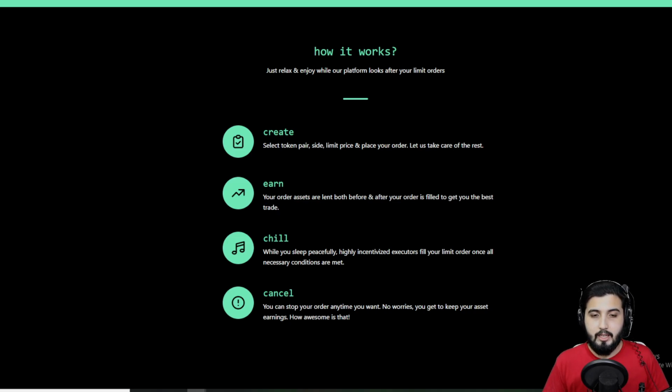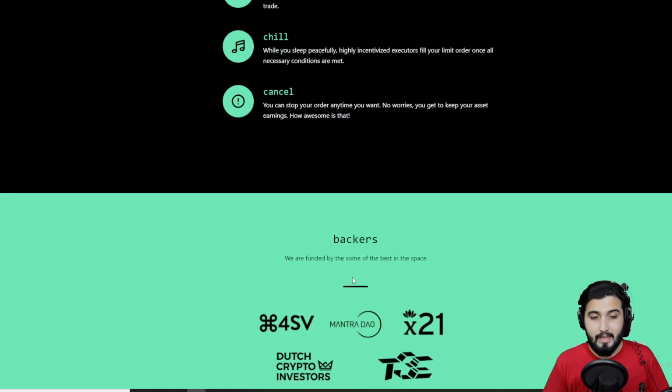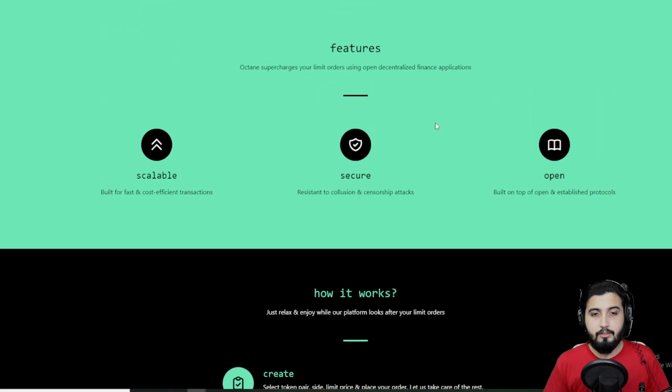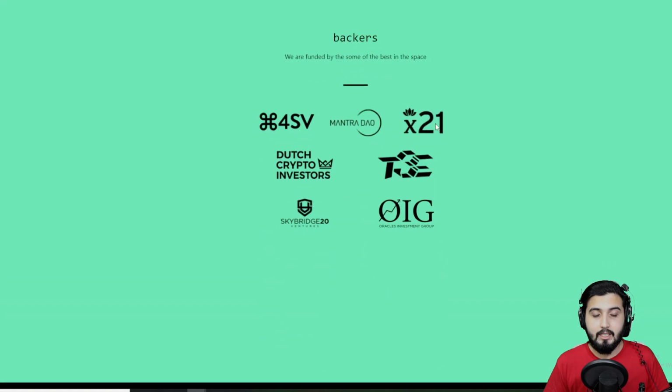Your order assets are lent both before and after your order is filled to get you the best trade. While you sleep peacefully, highly incentivized executors fill your limit order once all necessary conditions are met. Cancel: you can stop your order anytime you want, no worries, you get to keep your assets earning. How awesome is that? So these are the features that make this really amazing and trustworthy.